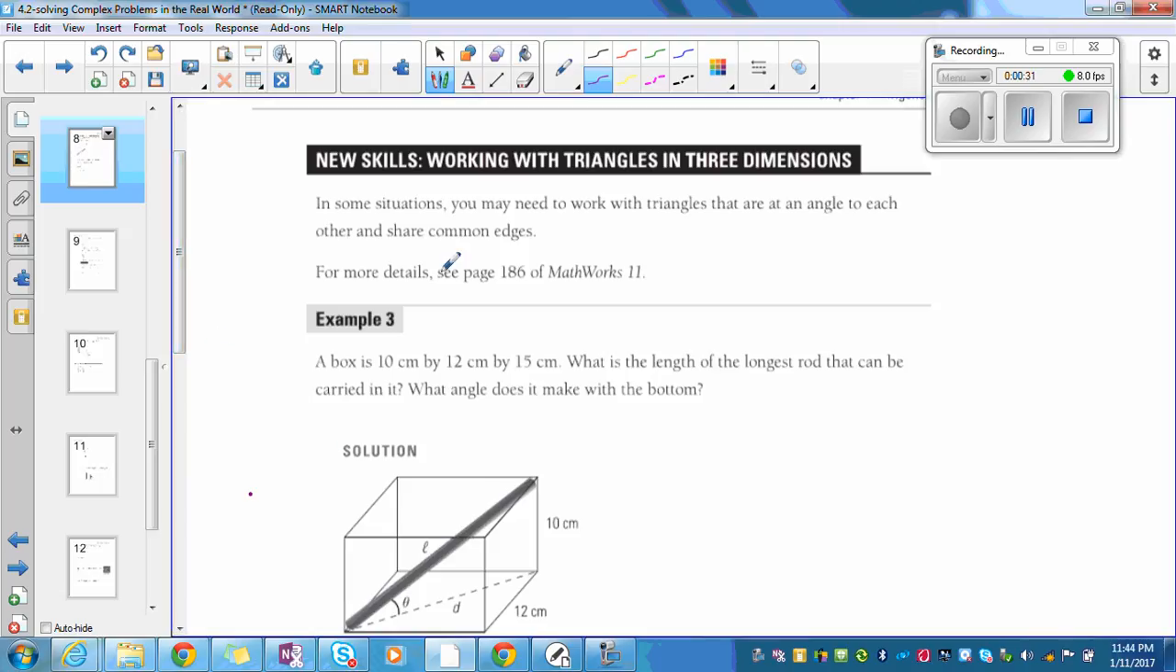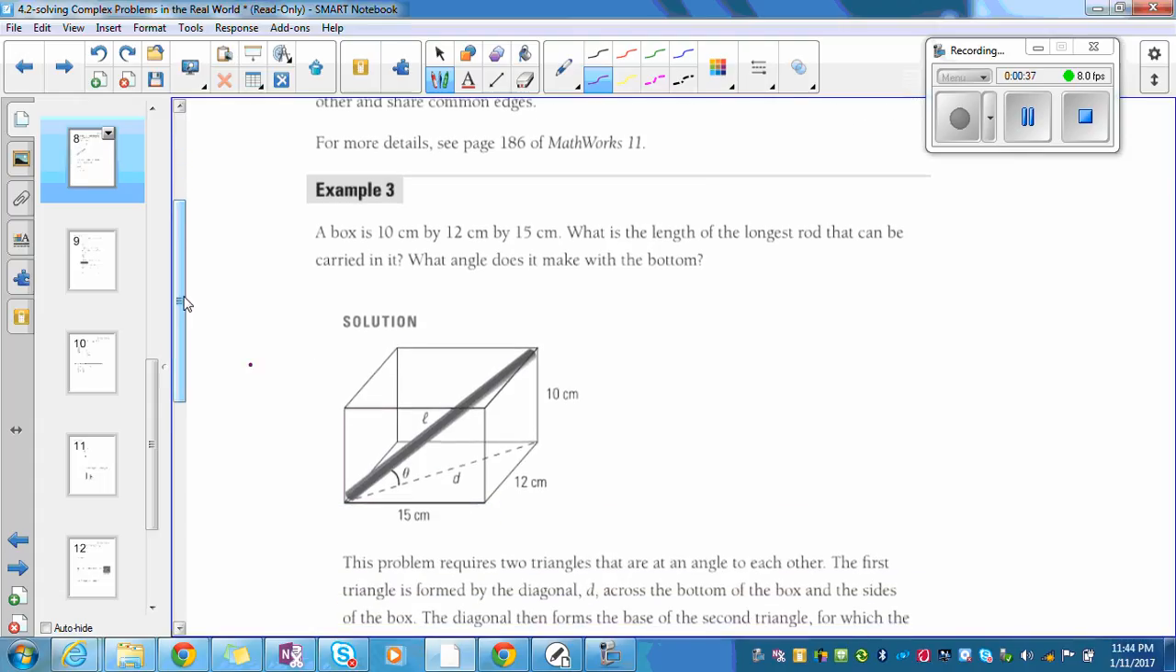Sometimes the 3D dimensions carry edges or sides or common things that are going on. So for example, if we look at this cube, it says we've got a box that's 10 by 12 by 15. And we know cubes form 90 degrees, so we have 90 degrees going up on the sides here, and we also have a 90 degrees on the bottom of this thing here.